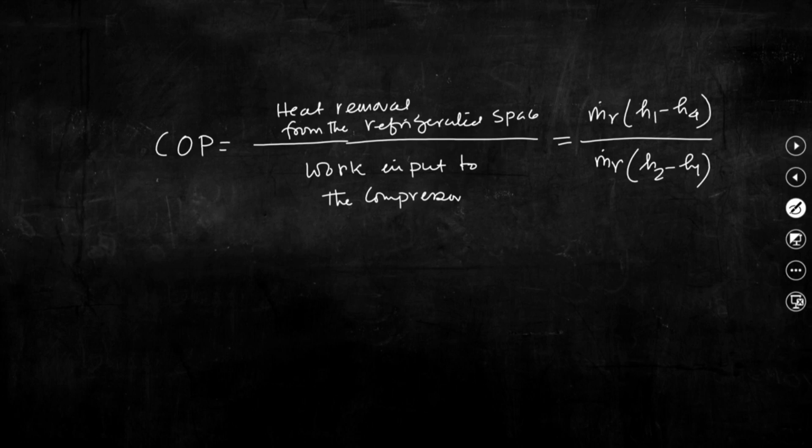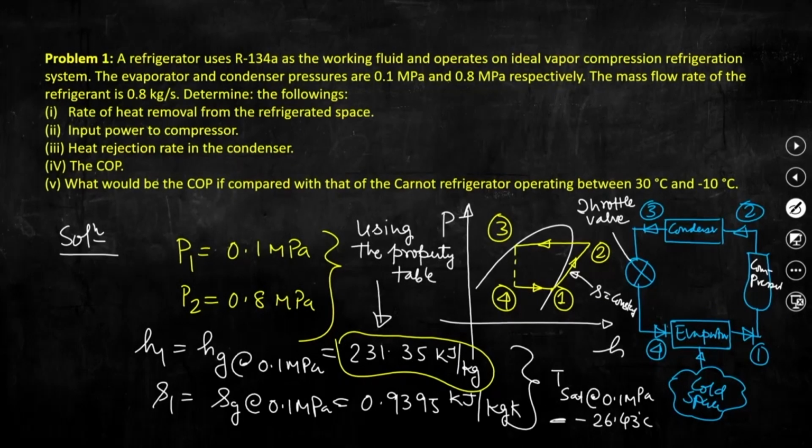Now, the last part of the question is very important: what would be the COP compared with that of a Carnot refrigerator operating between 30 degree Celsius and minus 10 degree Celsius. So, try to understand, in the last class also we discussed what would be the differences had it been a Carnot cycle instead of a variant of the vapor compression refrigeration cycle.